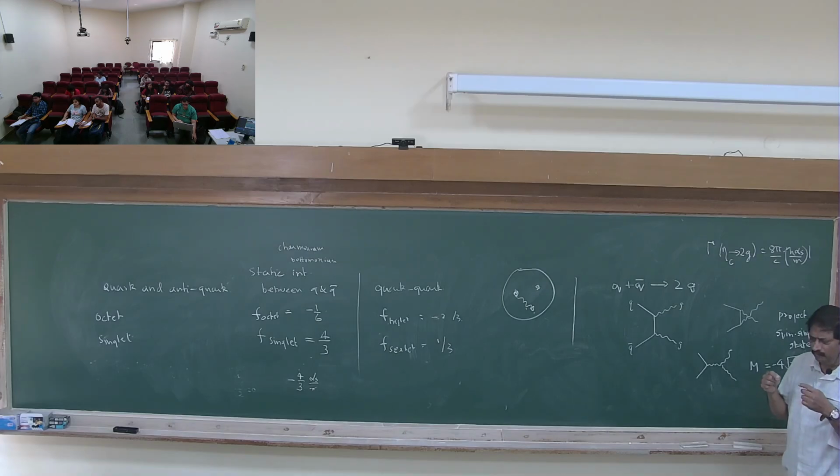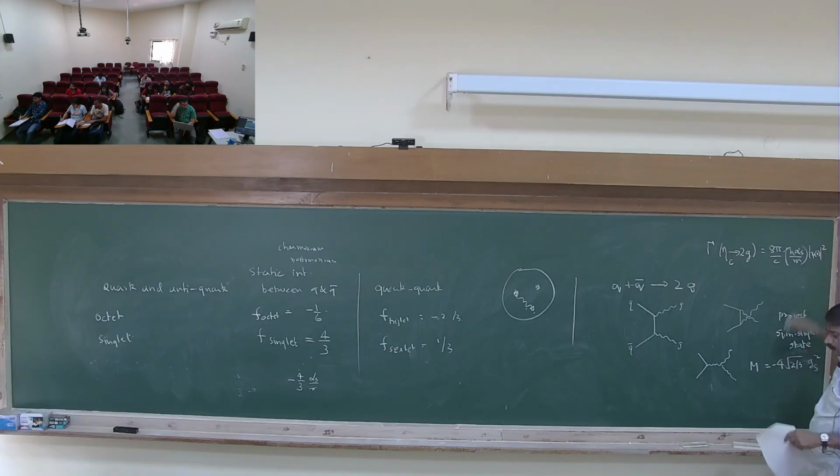But what do I mean by saying that they touch each other? That means that the wave function at the origin is not equal to 0. And this particular rate must involve the value of the wave function squared at the origin, right? There's no heuristic way of looking at it.